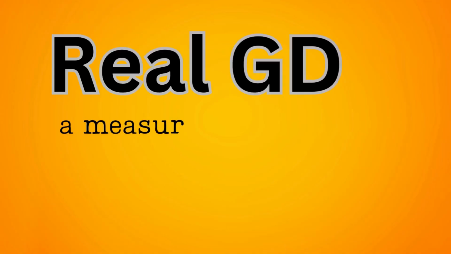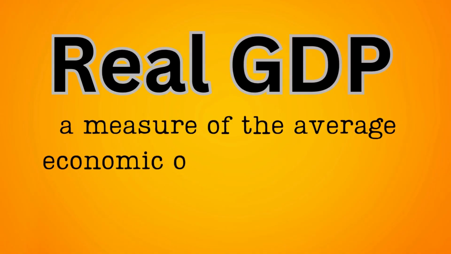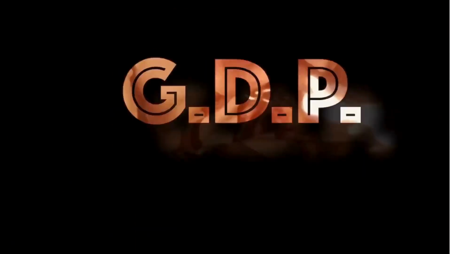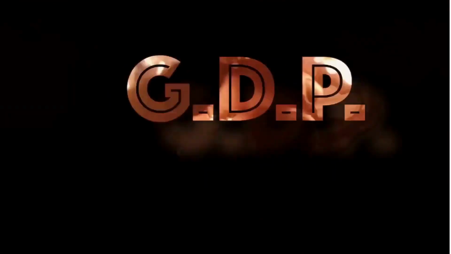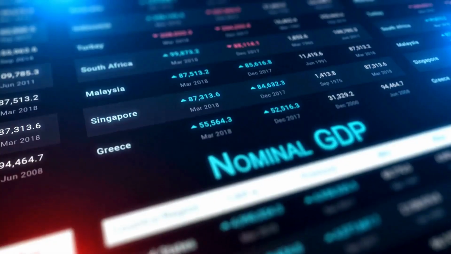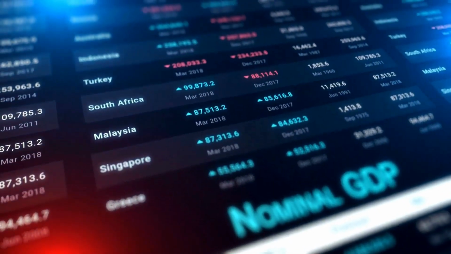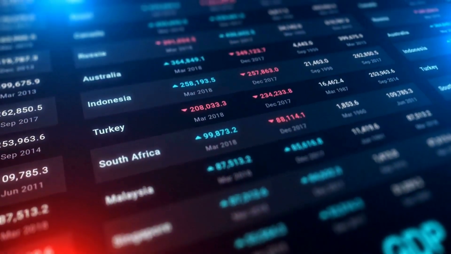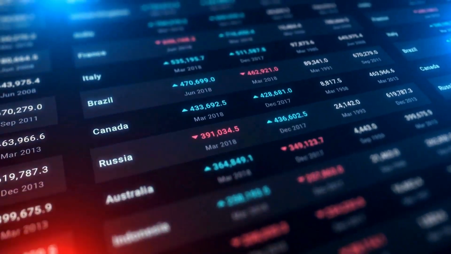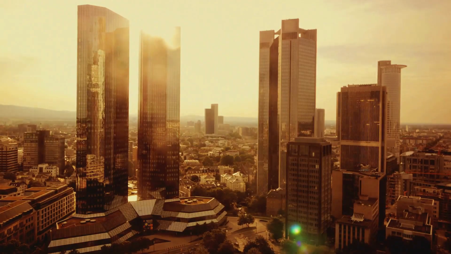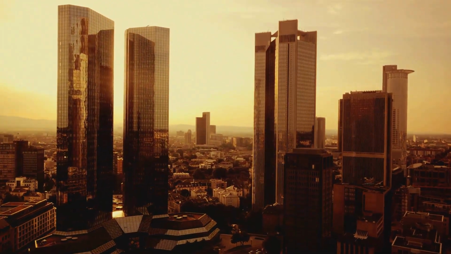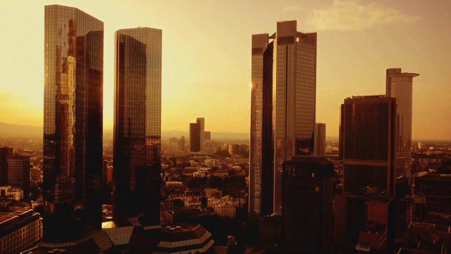Real GDP per capita is a measure of the average economic output per person in a country. It's calculated by dividing a country's real gross domestic product, or GDP, by its population. But it's not as simple as it sounds. To get the real GDP, we first need to calculate the nominal GDP, which is the total value of all goods and services produced in a country within a given period. Then, we adjust this figure for inflation using a deflator. This gives us a more accurate picture of a nation's economic output, accounting for changes in price levels over time.